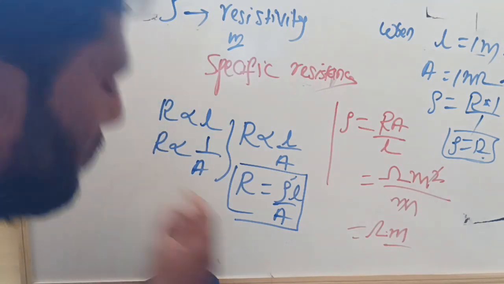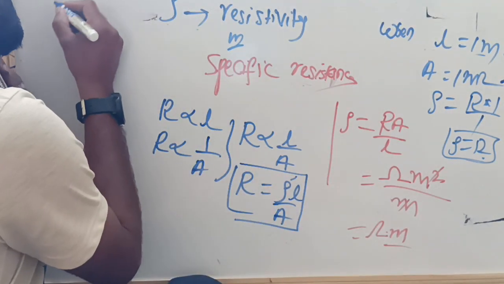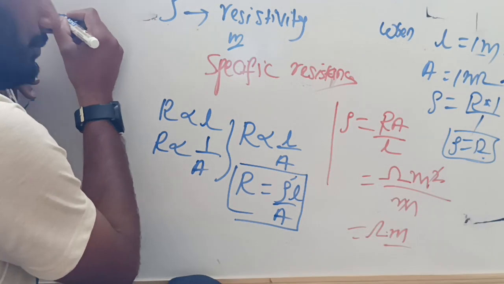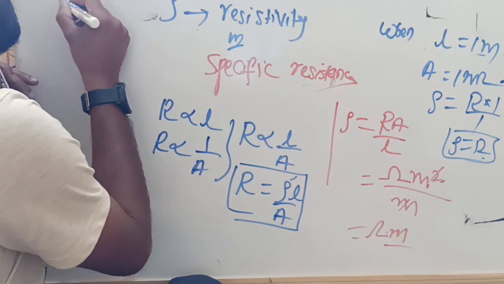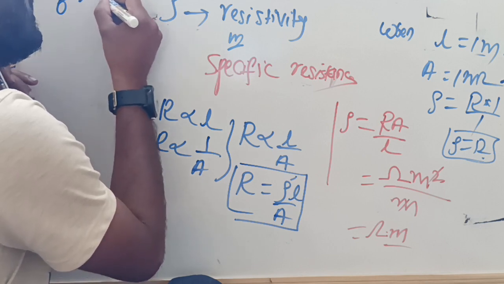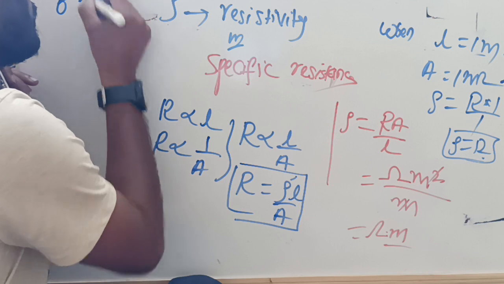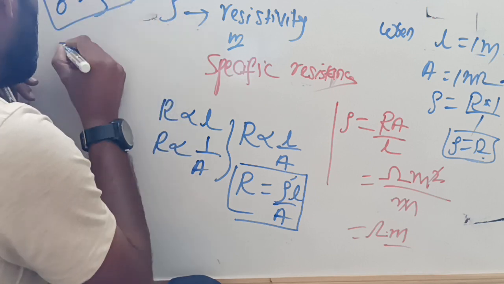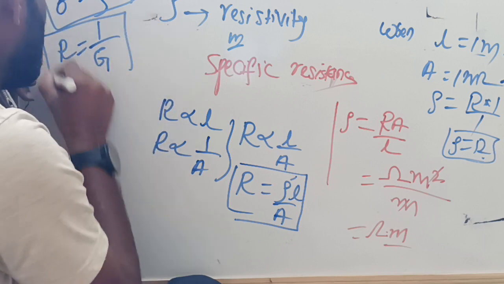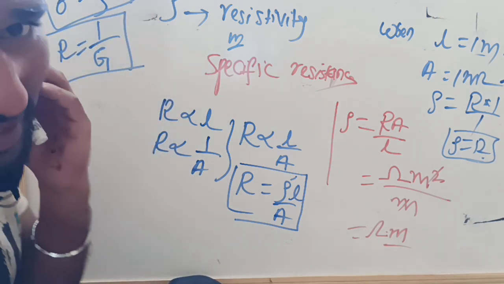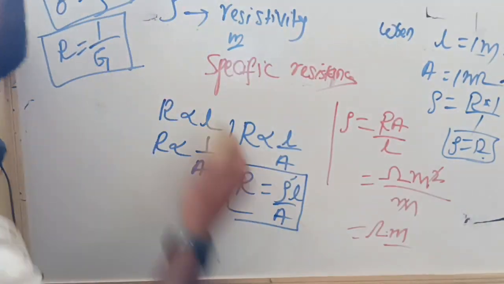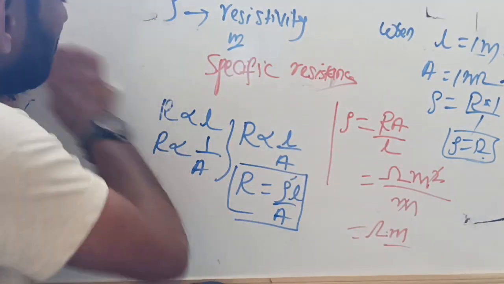See, conductivity and resistivity are inversely proportional. So conductivity sigma is inversely proportional to rho. Sigma is proportional to 1 divided by rho. Resistance is proportional to 1 divided by G, where G is conductance. Resistance and conductance are inversely proportional. Resistivity and conductivity are inversely proportional. Okay. Next question.